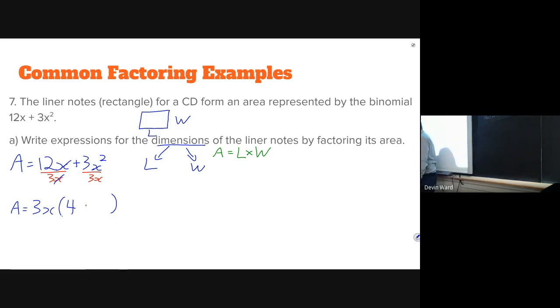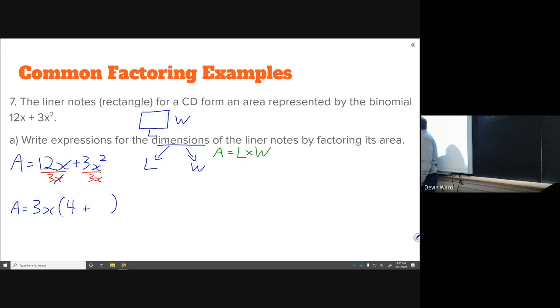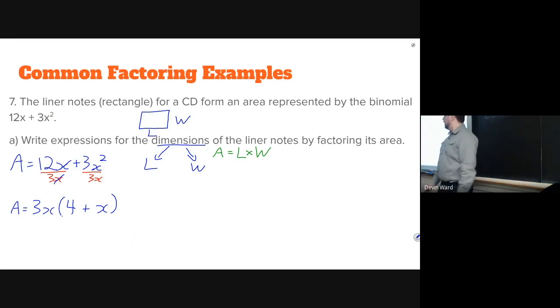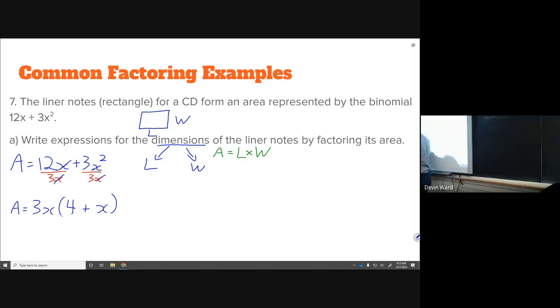So plus, I'll put the 1 in for now, but we won't need it, because what's x squared divided by x? Just x by itself. So we'd have 1 times x, or just x. So that x cancels out with the x up there, and the 3's cancel out too. So our area equals 3x times 4 plus x.